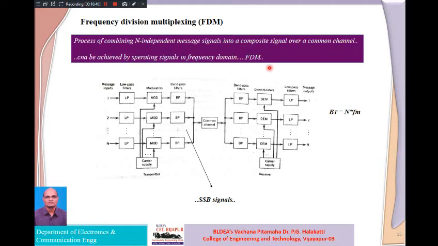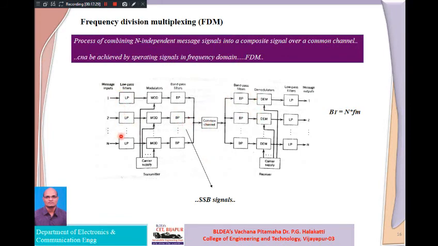So next, another point we want to discuss here is FDM, or frequency division multiplexing. We all know about time division multiplexing, where the signal is divided into different parts in the time domain. In a similar way, with n independent messages, each part will be sent with a different frequency range.